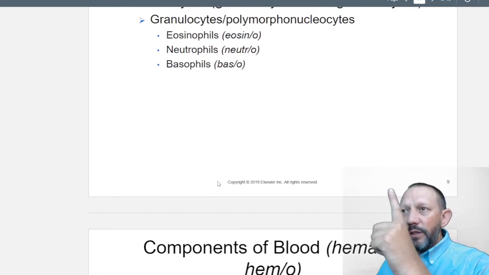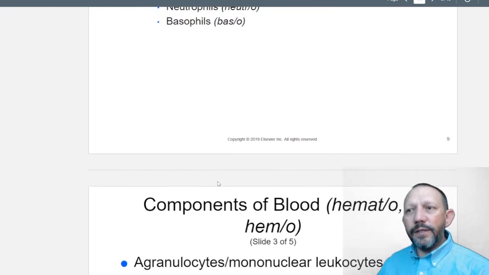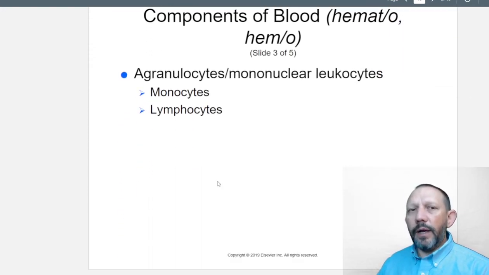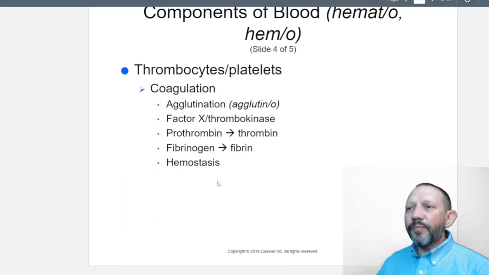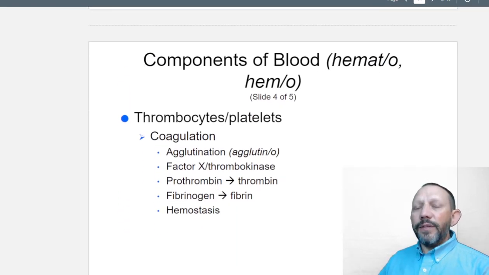B-E-N: basophils, eosinophils, and neutrophils are the granulocytes. Ben has grains. I don't know, I'm making this up. Agranulocytes are monocytes and lymphocytes, and then we have thrombocytes and platelets. This has to do with clotting.